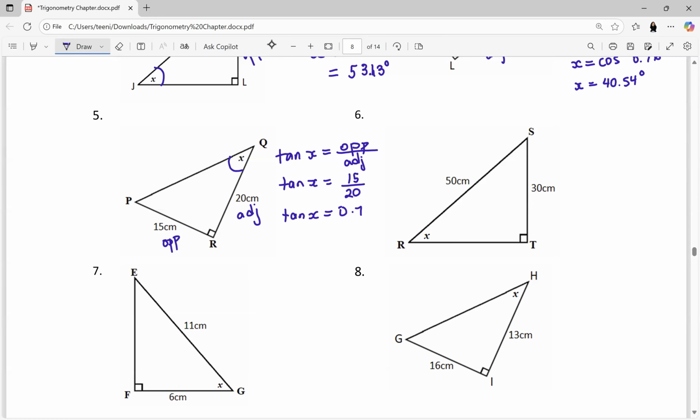The only reason I'm changing it to a decimal is because some of your calculators are a little weird. So tan of X is equal to 0.75, which means X is equal to tan inverse of 0.75. What is that, Josh? Let me check, because I didn't have that on my paper. I thought it was 20 over 15. Okay, that's all right. So this is why it's so important to correctly label your sides, guys.